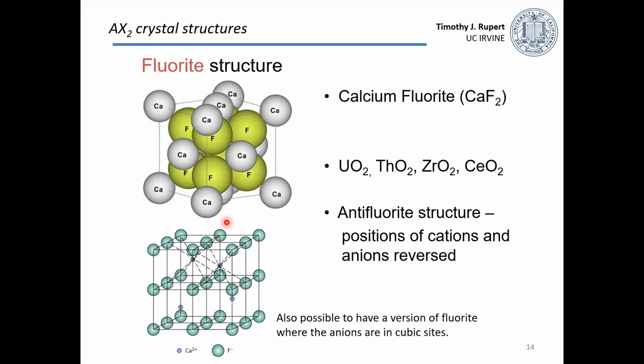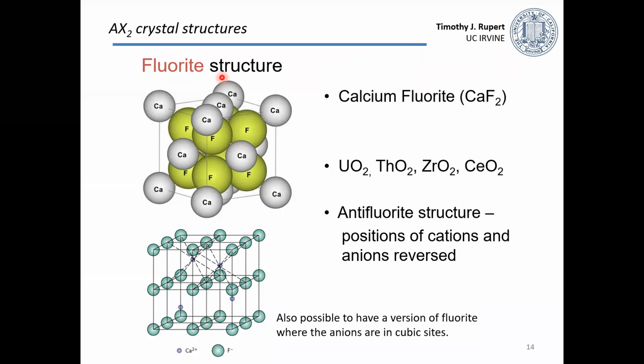Okay, so AX are one-to-one mixtures. Of course, you can get different versions of this. So the next step up in complexity is AX2. A good example of this is calcium fluorite. Okay, so one calcium, two fluorine atoms. Other common examples are things like uranium, zirconia, ceria. So lots of different metals mixed with oxygen in this case.